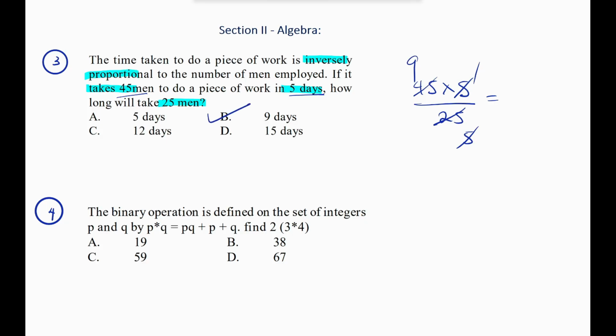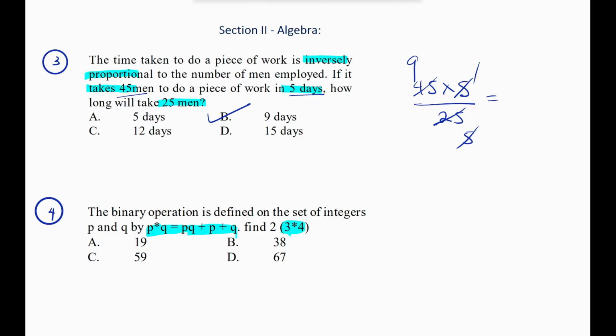Straight to the point. The next one, algebra, binary operation. The binary operation is defined on the set of integers P and Q, and is defined by P asterisk Q such that P asterisk Q has its definition, PQ plus P plus Q.